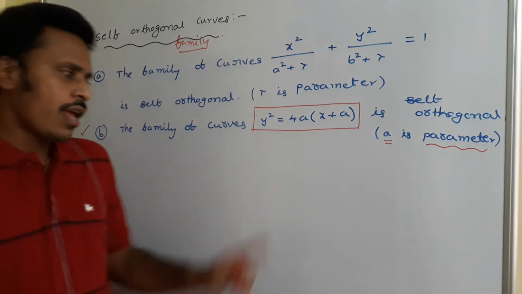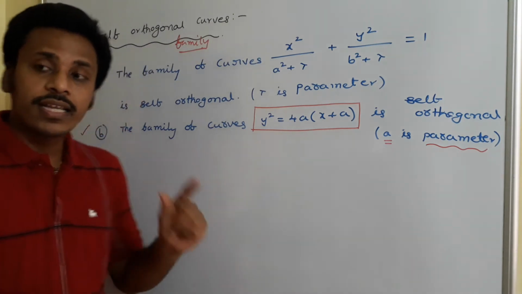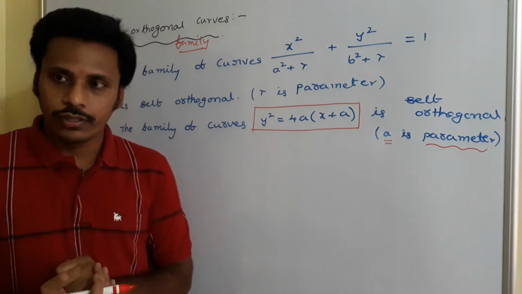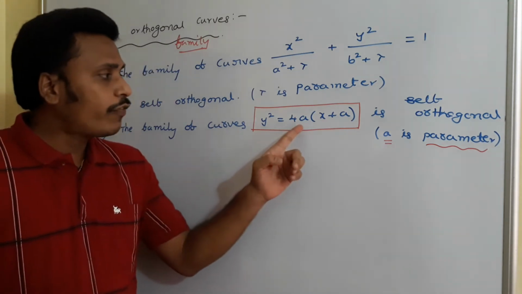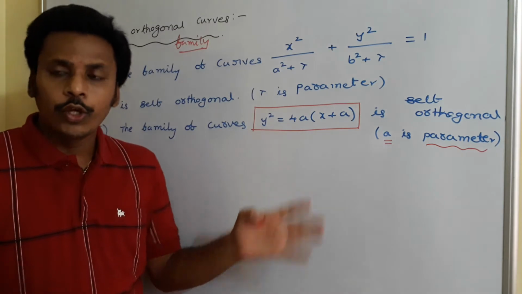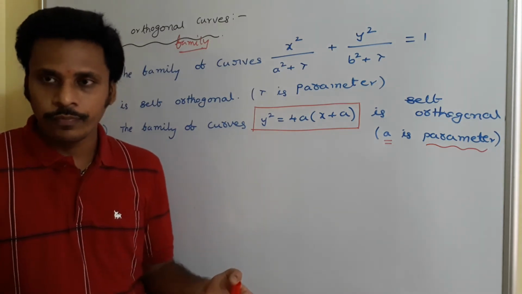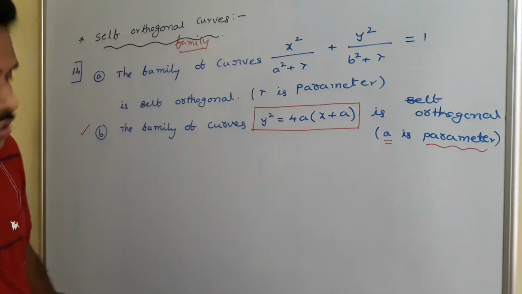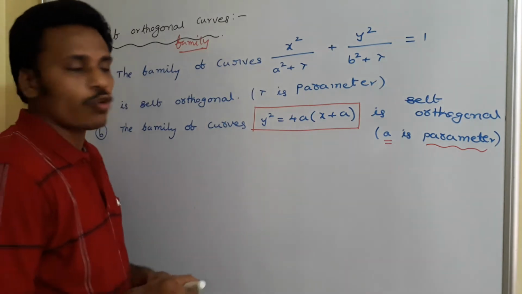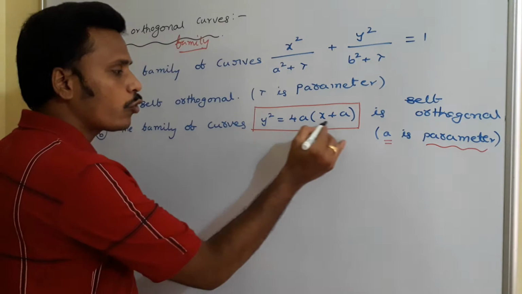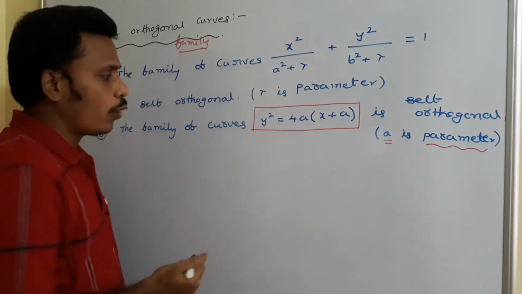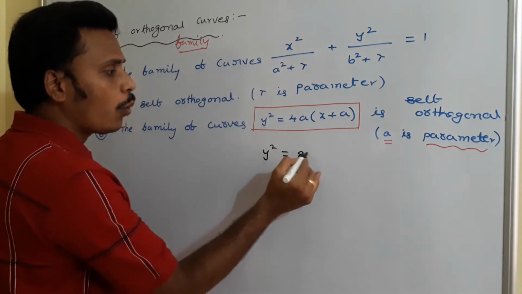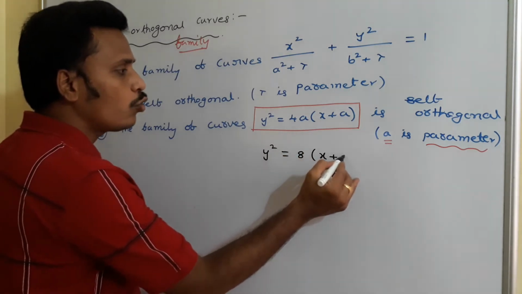In the sense a is a constant, but here since they are mentioning it as a family of curves, a is an unknown constant. You just take different values in the place of a, you will get different curve equations. Is it right? Suppose y square is equals to 4a into x plus a is one curve. If you replace a with 2, what will happen? Y square is equals to 8 into x plus 2.